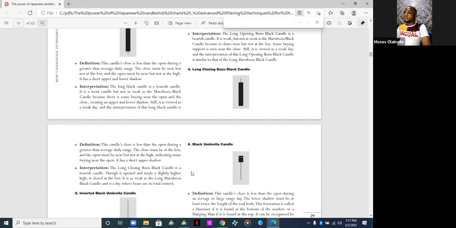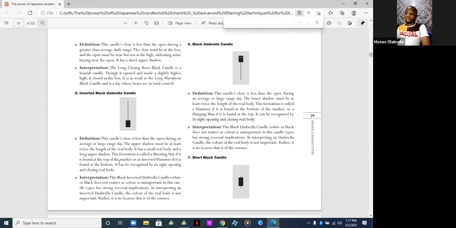So then we move to the inverted umbrella, okay? The inverted black umbrella is still called a shooting star if found at the top of the market, and it is called an inverted hammer if found at the bottom of your market. At the top of a market, any indecision candle that forms there is a shooting star. Okay, it is called a shooting star.